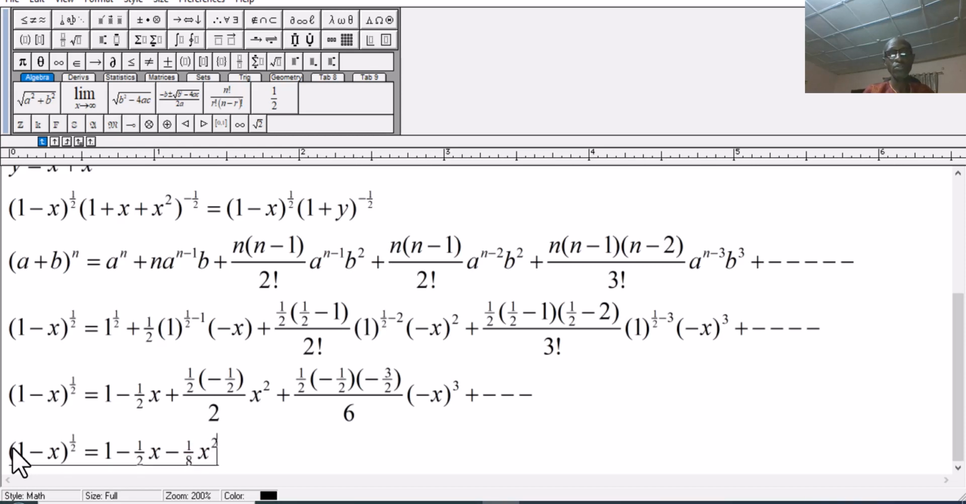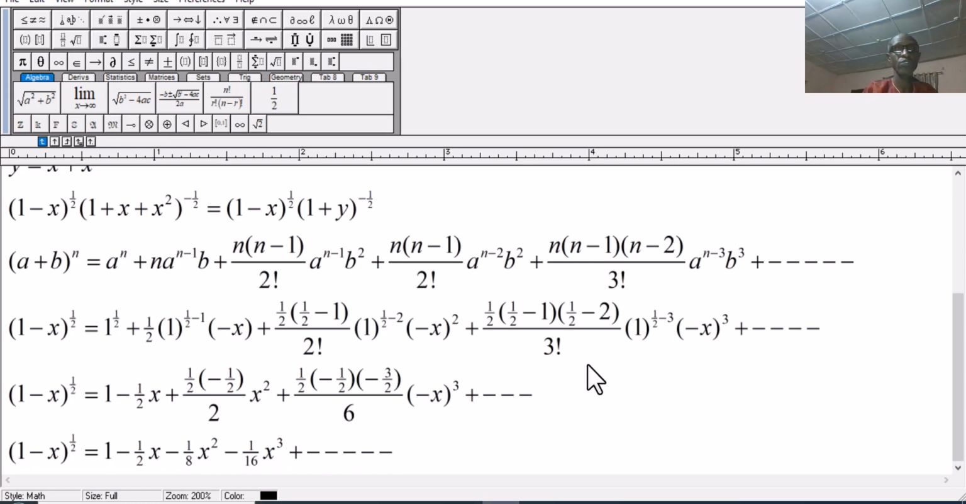Then 2, 3 we cancel out of this. 3 we cancel this. This will be 2. So we have minus 1 over 16 x cubed. So this is what we have for the first expansion.